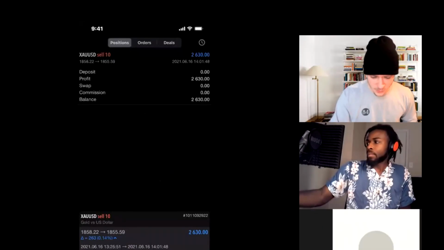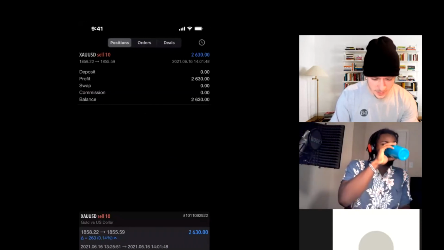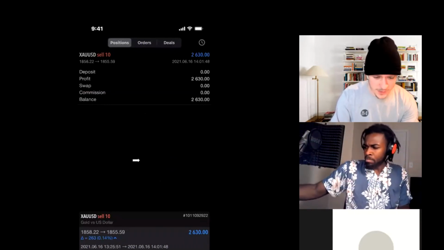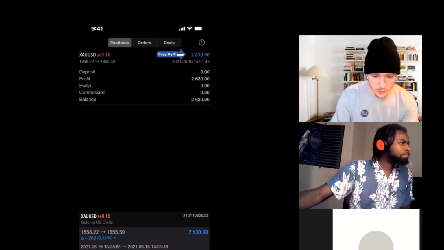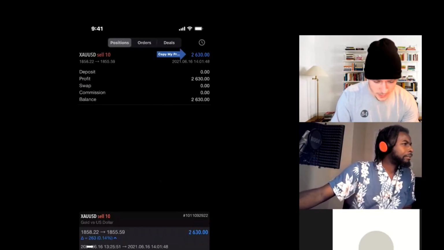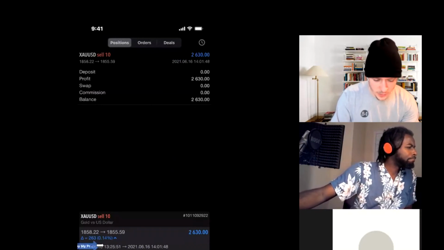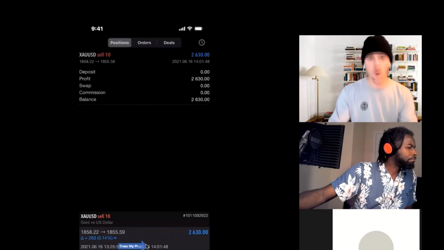All right, guys, we just hopped out of this trade. I'm going to show you the profits we made on this. You can see here we made a little over $2,600 on this trade. You can see the time the trade was executed, 13:25, and the time it was exited, 14:01. We were in this trade for about 35, 36 minutes and made a little over $2,600.